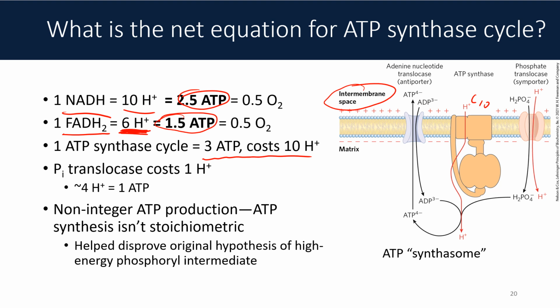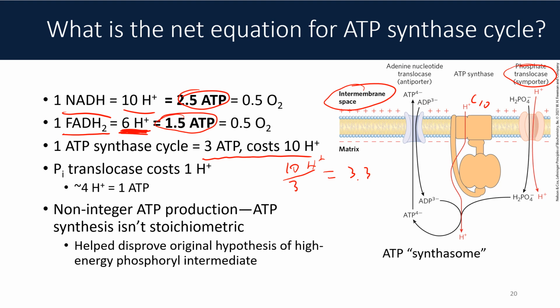Now you might be thinking, well, these numbers still don't add up, because if we take 10 protons and we divide that by 3 ATPs, wouldn't that be 3.3 repeating? Well, we forgot about something. What about the phosphates? We have to get these from somewhere. And this phosphate translocase symporter that's also docked within the inner membrane is going to exploit this proton gradient to pump in phosphates to fuel the beta-catalyzed ATP synthesis reaction.